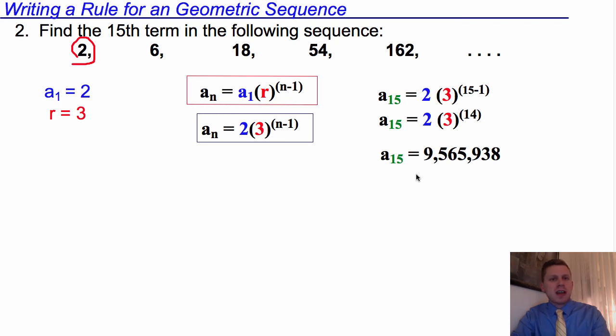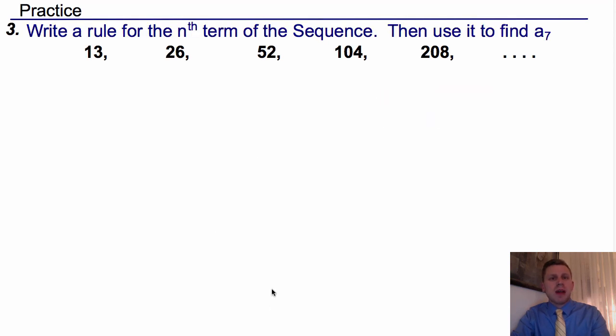What I want you guys to try to do on the next one is, even though you may be able to count by doing repeated multiplication what the term might be, practice using this formula here. That's really important. So in number 3, what I want you to do is first write a rule for the nth term of the sequence. Then after you do that, use that rule to find the 7th term. Do not just do continued multiplication. Gain practice using the formula here. So give that a shot.